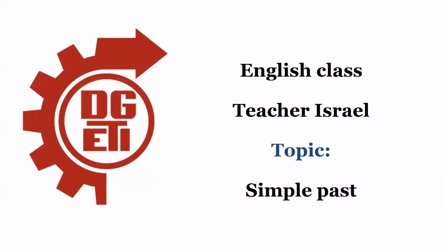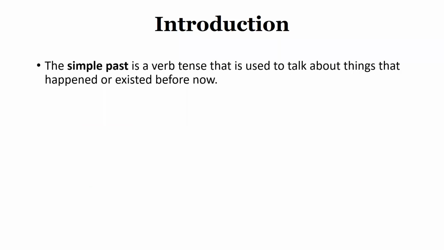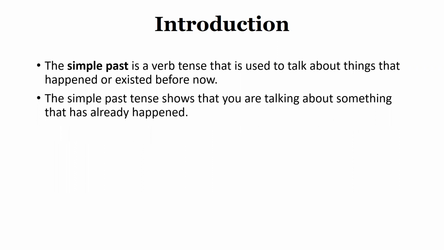This week, we will talk about the grammar structure of the simple past. The simple past is a verb tense that is used to talk about things that happened or existed before now. The simple past tense shows that you are talking about something that has already happened.